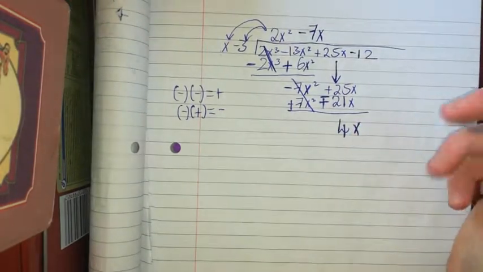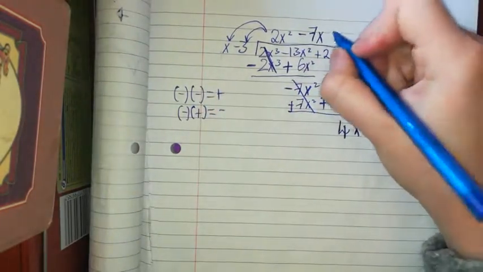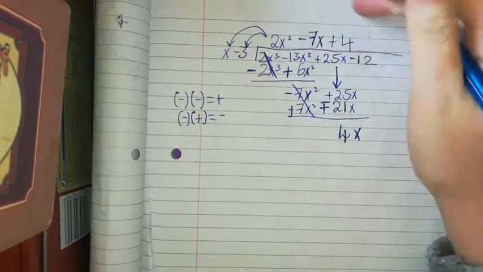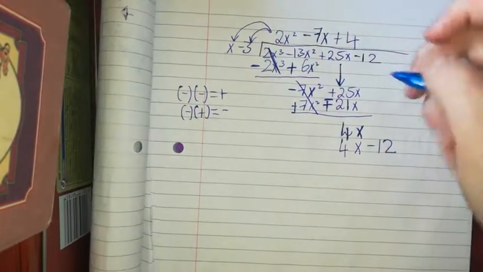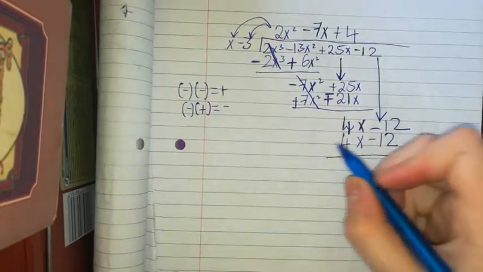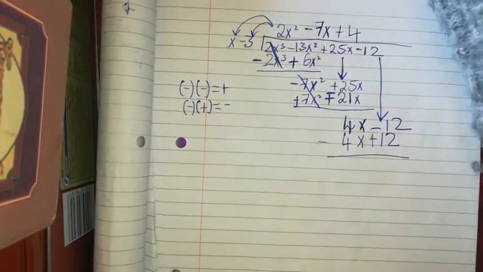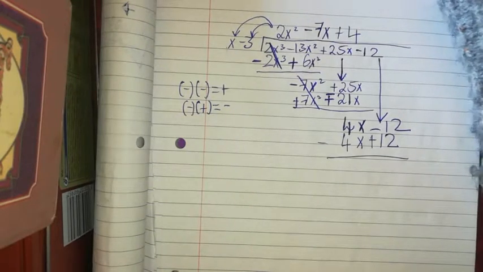Then what do I divide 4x by x? I get plus 4. Then 4 by x gives me 4x, and 4 by minus 3 gives me minus 12. I bring down the minus 12 from here. If I subtract my second line, I get a remainder of 0 because everything cancels out.